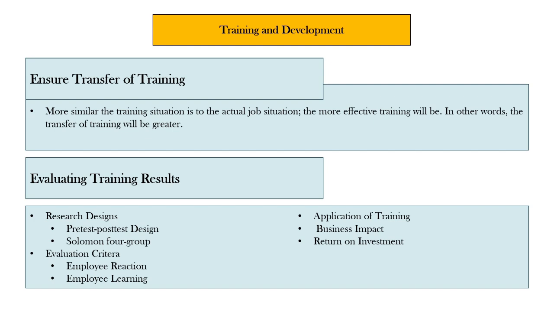Next is the application of training. How does the training impact the job, the actual job? Na-apply ba niya ang natutunan niya sa job? Okay? And next is the business impact and ROI. So that's the 4th level. Pero dito inisa-isa niya. Right? So that's the Kirkpatrick's model.